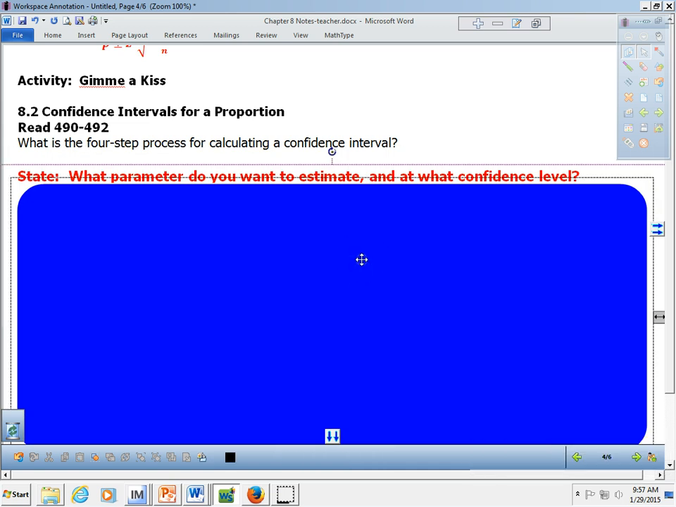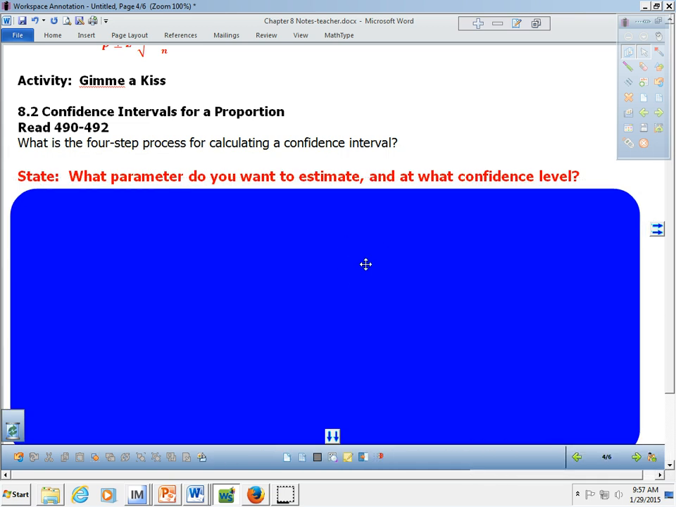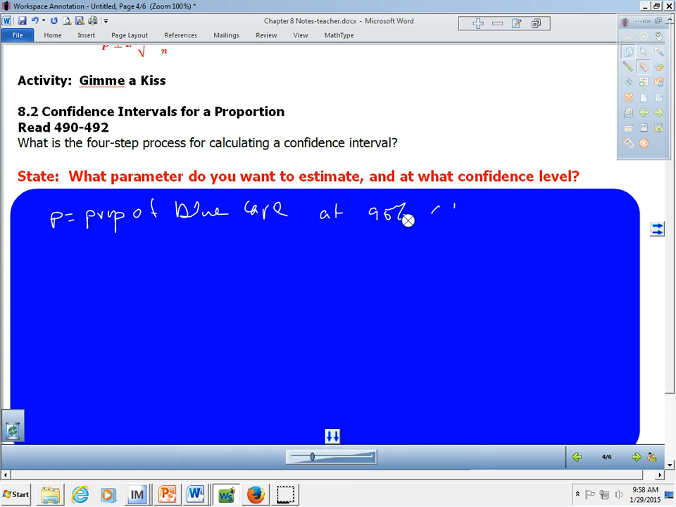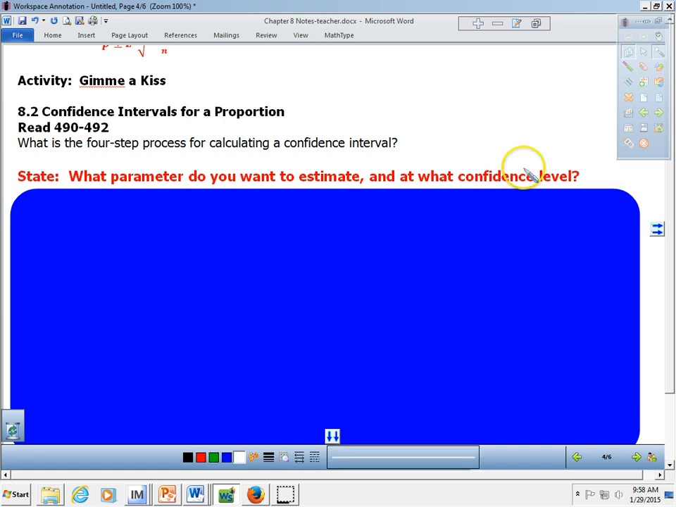First step is state, right? What parameter do you want to estimate and at what confidence level? It might be something like, I want to estimate p, which is the proportion of blue cars, or whatever it is, at a 95% confidence level. Okay, something like that. We'll get to a specific example in a second. But you want to make sure you define your parameter that you want to estimate and at what confidence level.